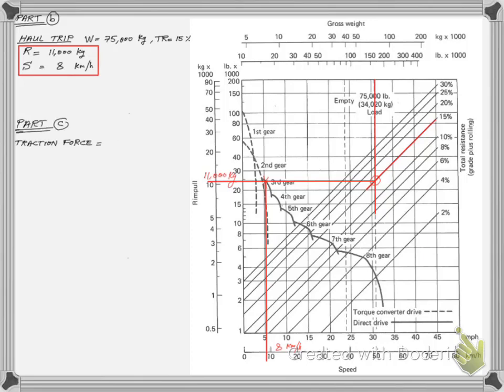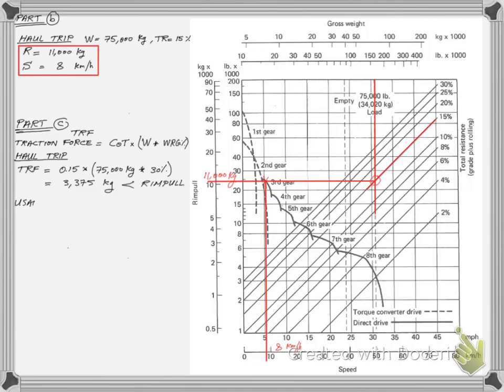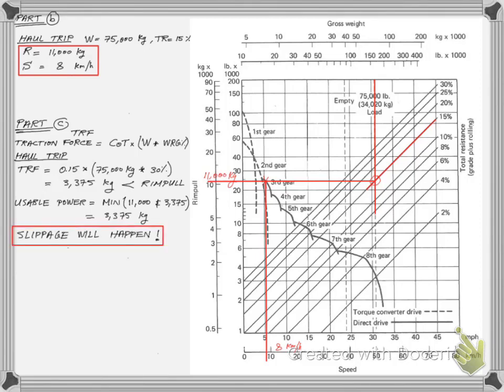For part C, we will check for tire slippage by calculating the traction force TRF. We use the coefficient of traction and weight as shown to calculate TRF. We find TRF is less than the Rempel, which means it controls the usable power available. So we conclude that slippage will happen.